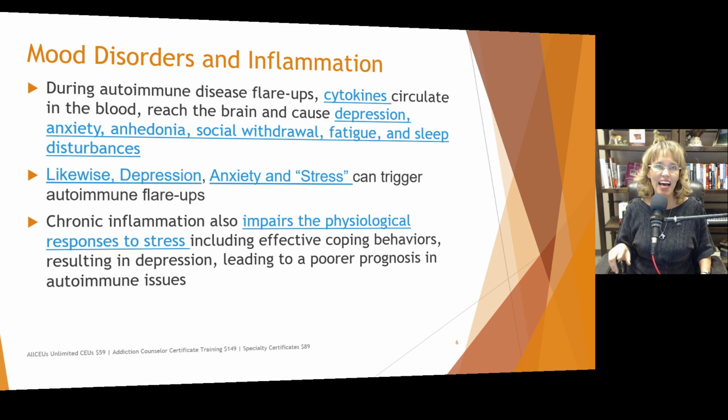Likewise, depression, anxiety, and just general stress can trigger autoimmune flare-ups. When we trigger that HPA axis, there is a strong chance that we're also going to trigger an autoimmune flare-up in someone who has autoimmune issues. So if we're working with a patient who has depression or anxiety and an autoimmune issue, one of the ways to help them control the symptoms of the autoimmune disease is to help them address their mood issues so they can keep that HPA axis from becoming overactive.